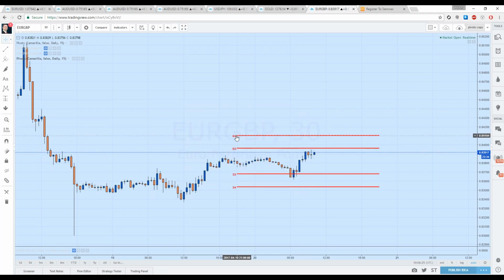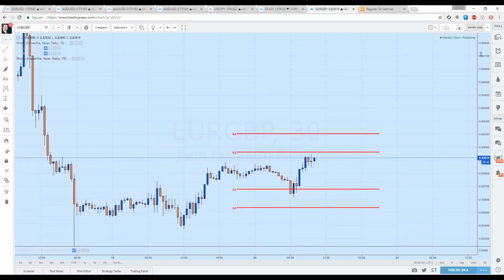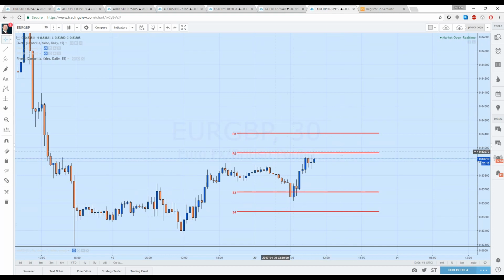Once they're added, you'll see lines labeled with R and S for support and resistance. In this example, on the euro pound, notice how price is trading between the R3 and S3 pivot.